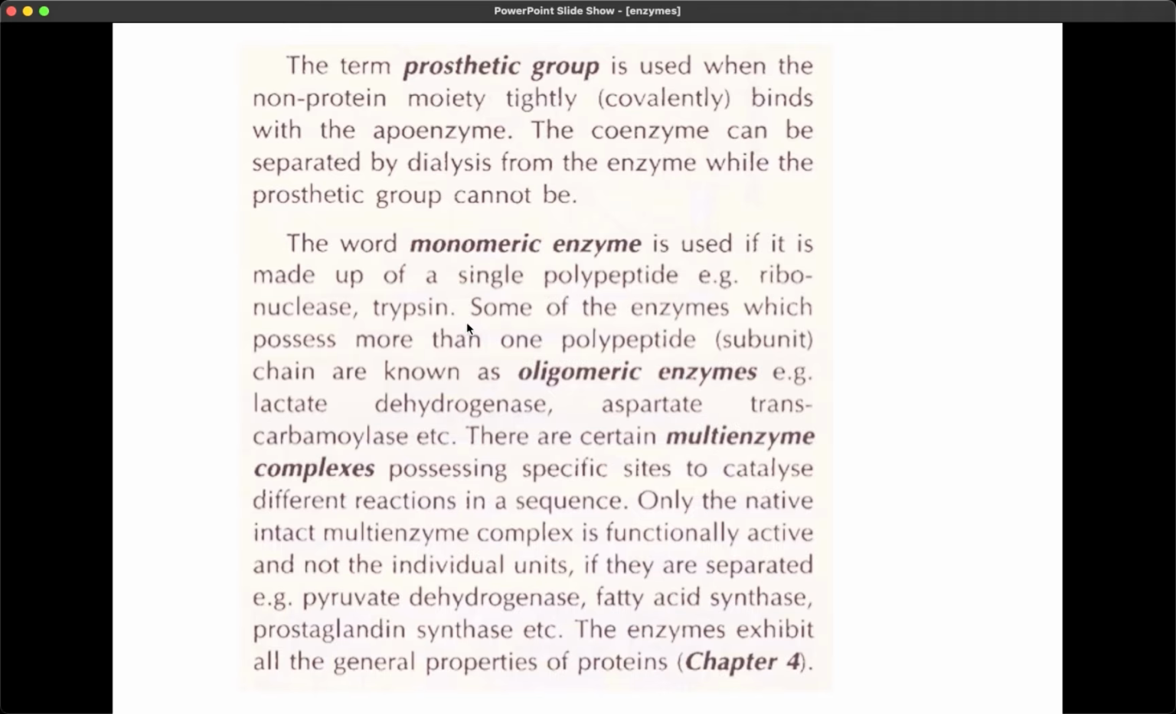But if there are more than one polypeptide unit or subunits, it is known as oligomeric enzymes, like in lactate dehydrogenase, aspartate carbamylase. And then there is even more another type of enzymes, that is multi-enzyme complexes. So these possess specific sites to catalyze different reactions in a sequence. Okay, so it has a multi-purpose action by having many active sites.